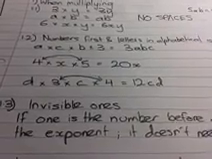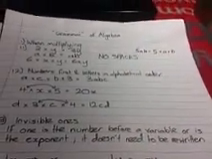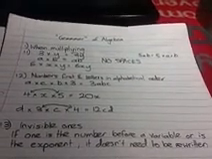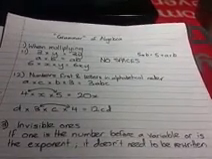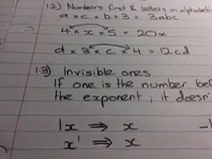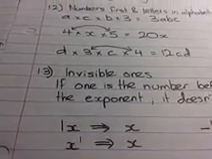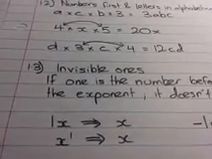Invisible ones. If 1 is the number before the variable or is the exponent, it doesn't need to be rewritten. So a situation like this, where 1x, in that case, you don't need to rewrite the 1. So you can just rewrite it as a normal x.